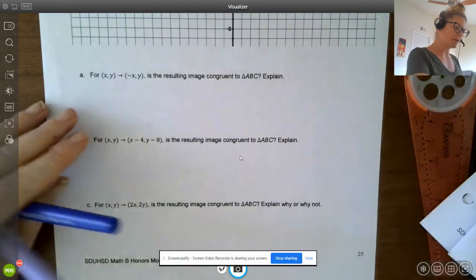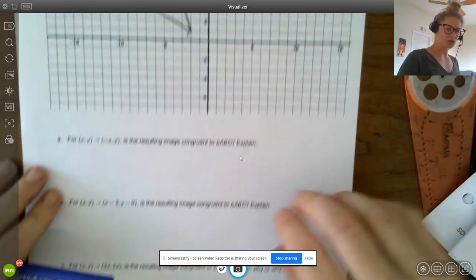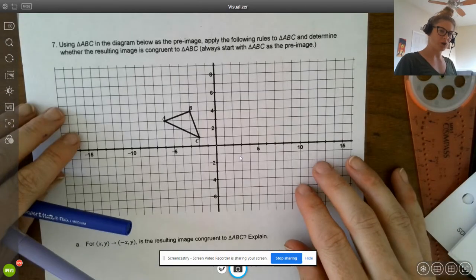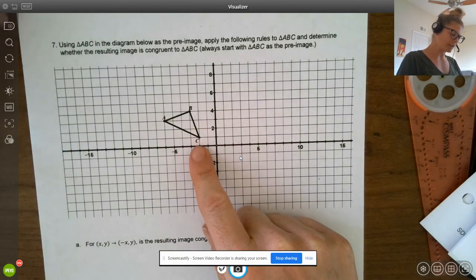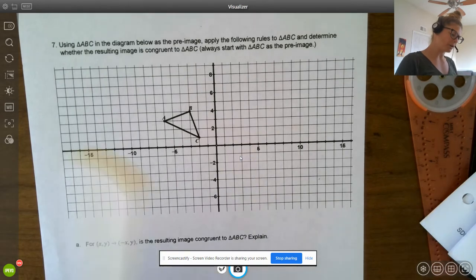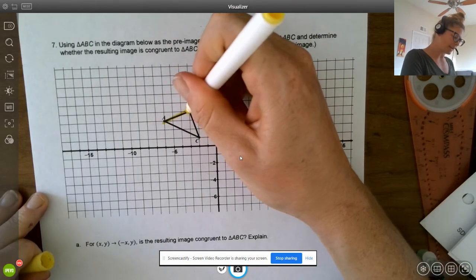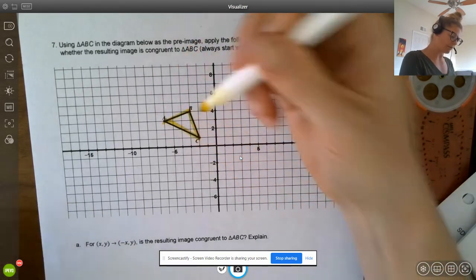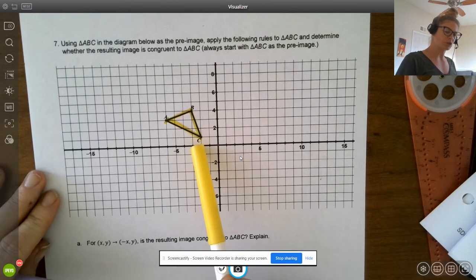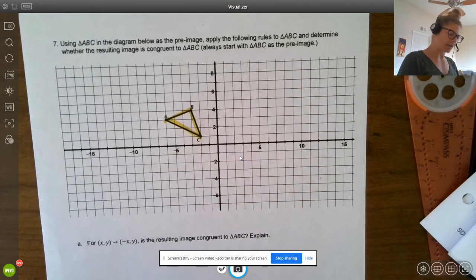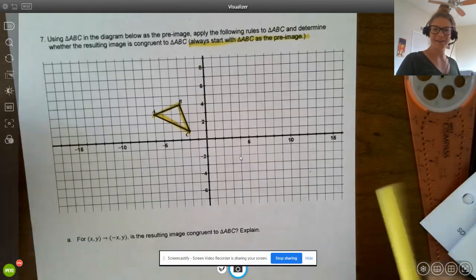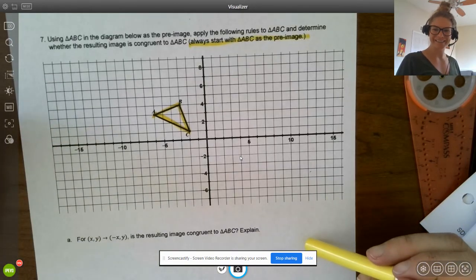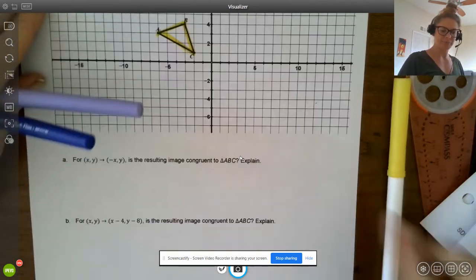Awesome. So here we go, number 7. I'd like you to try number 7 on your own. So we're going to be using triangle ABC, and the diagram below is our pre-image. And then we're going to apply the following rule to determine whether the resulting image is congruent to our pre-image. And we're always using triangle ABC as our pre-image, and that's really important. So go ahead and pause the video and we'll go over it. Okay, let's see how we did.